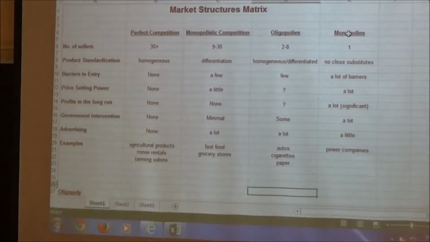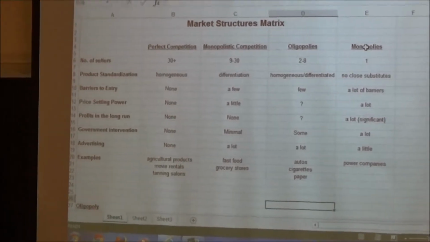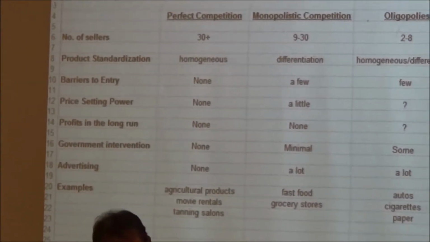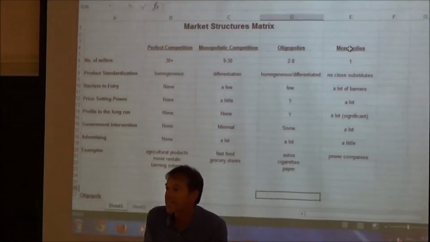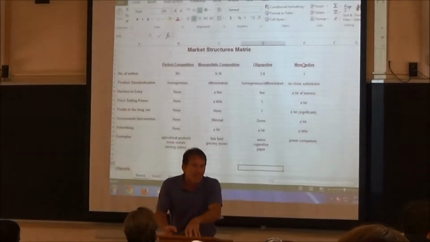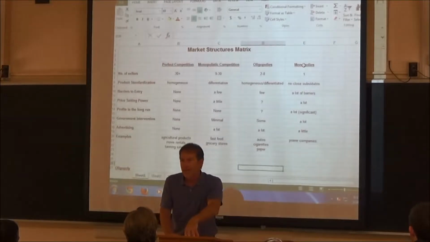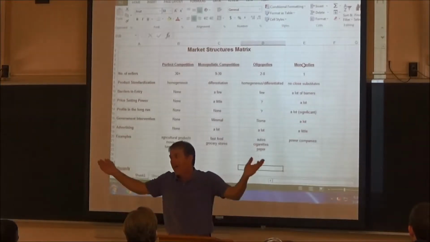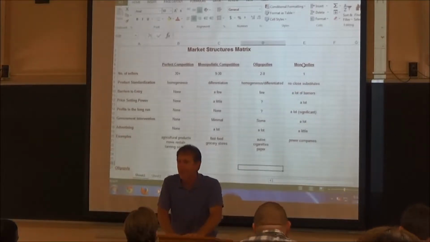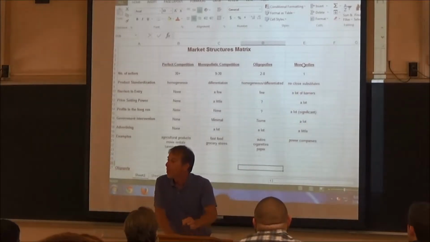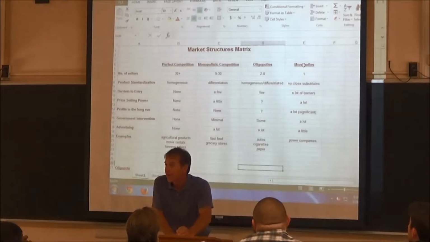Okay, so the first one is the number of sellers. And by number of sellers, I mean the number of sellers that are competing with one another. So for instance, if we're looking at the industry for gas stations, how many sellers of gas are there? Well, a lot, right? There are probably thousands and thousands of gas stations in the country. But how many compete with one another?